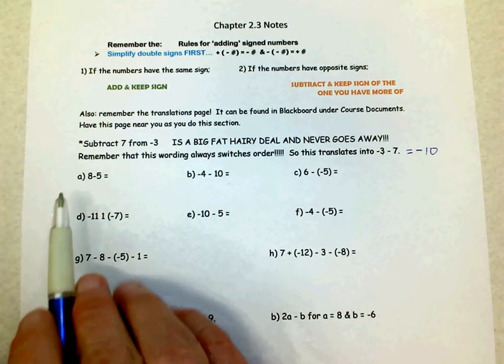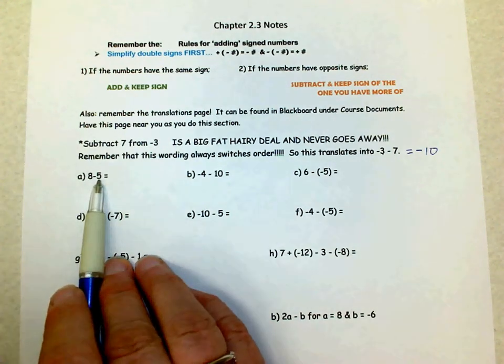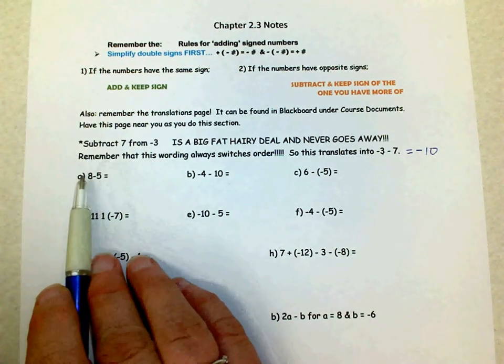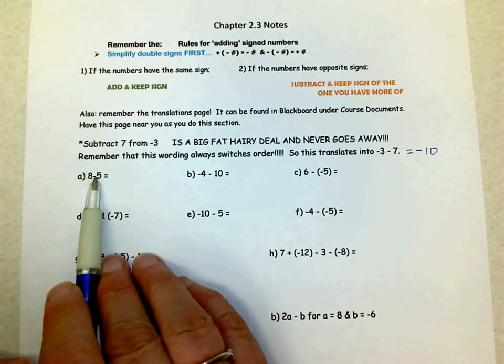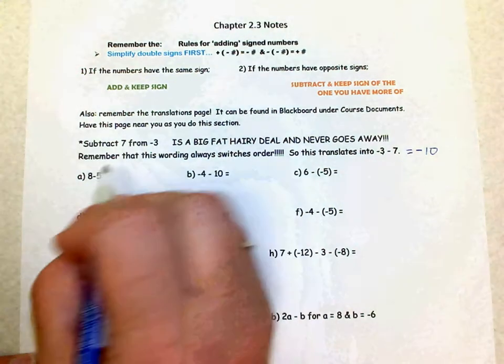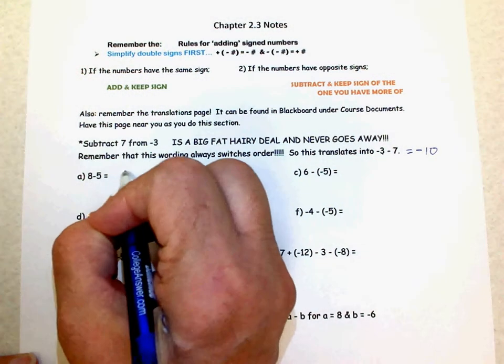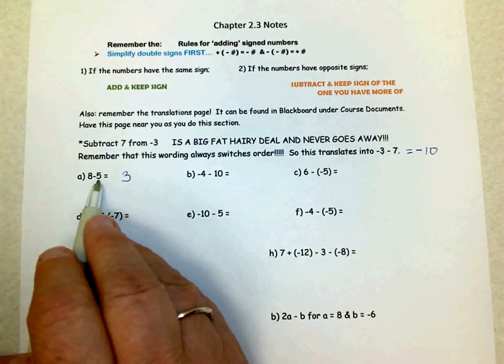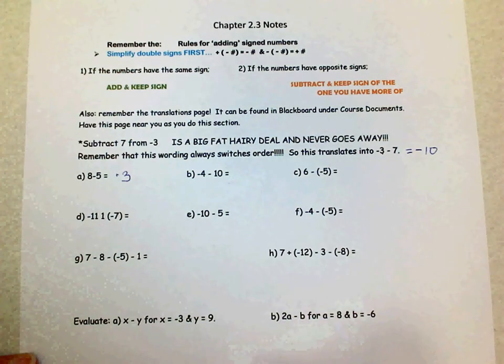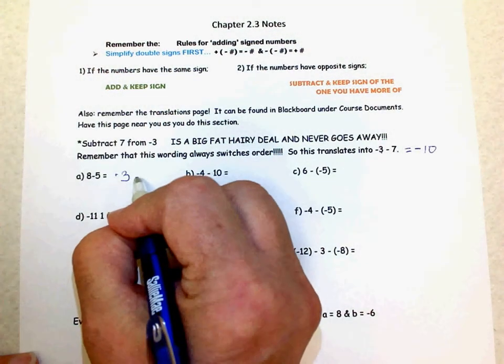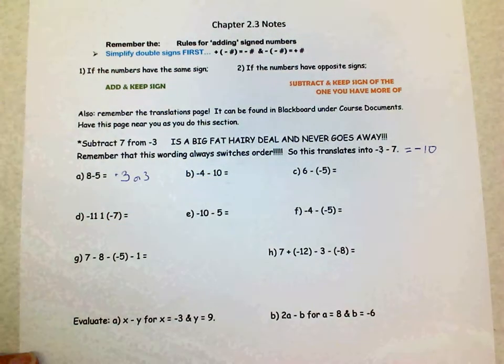So 8 minus 5, we don't have double signs, so now we look. This is a positive, this is a negative. These are opposite signs, so the rule is you subtract them. So 8 minus 5 is 3. 8 is bigger than 5. The sign of 8 is positive, so this is a positive 3. I could also write this as just 3.